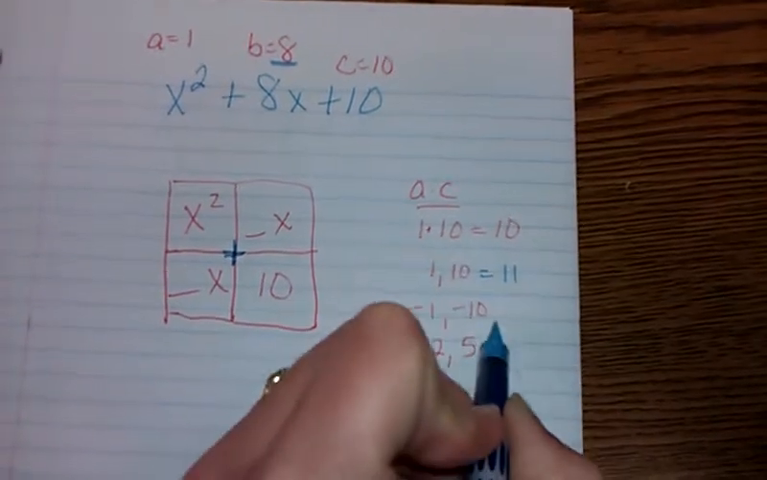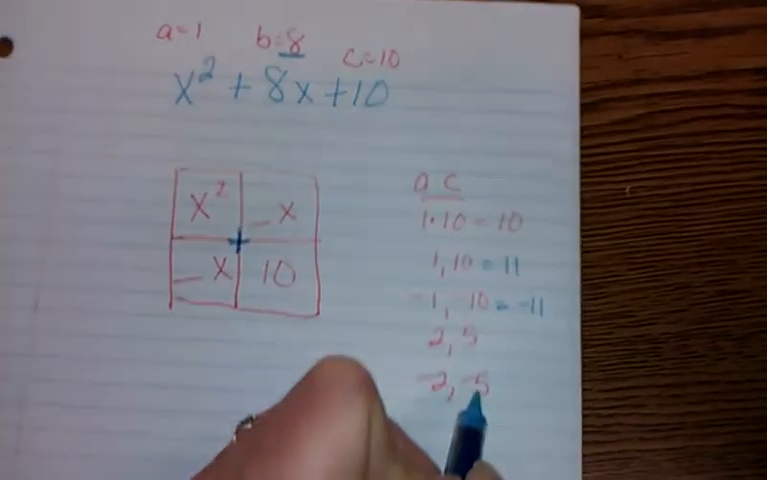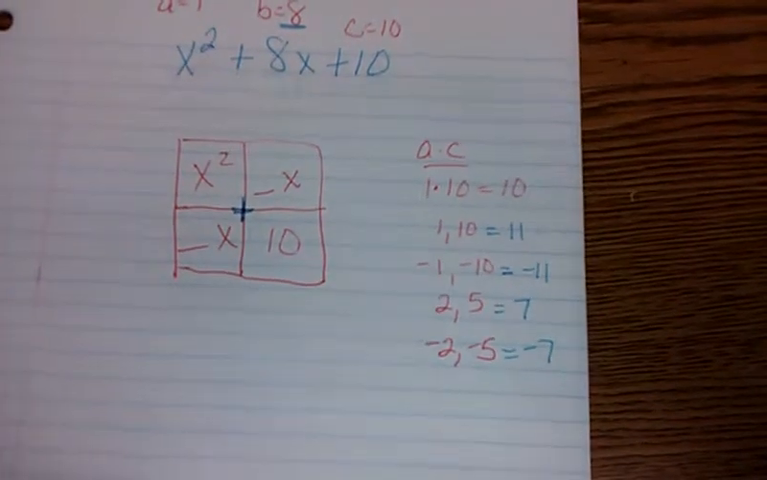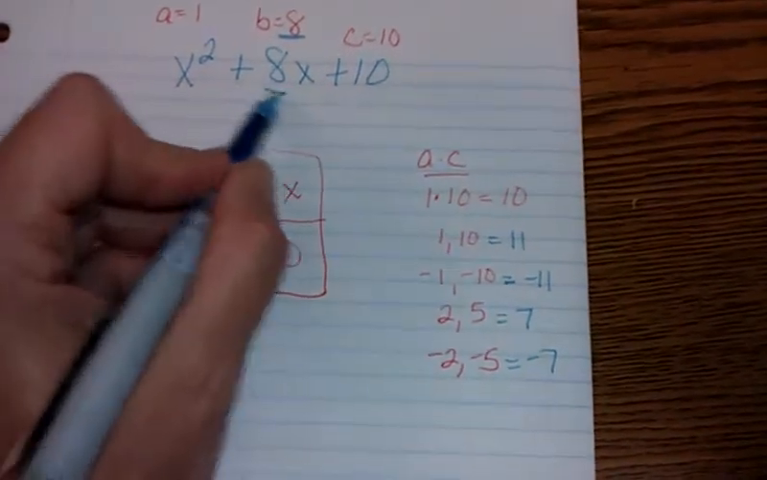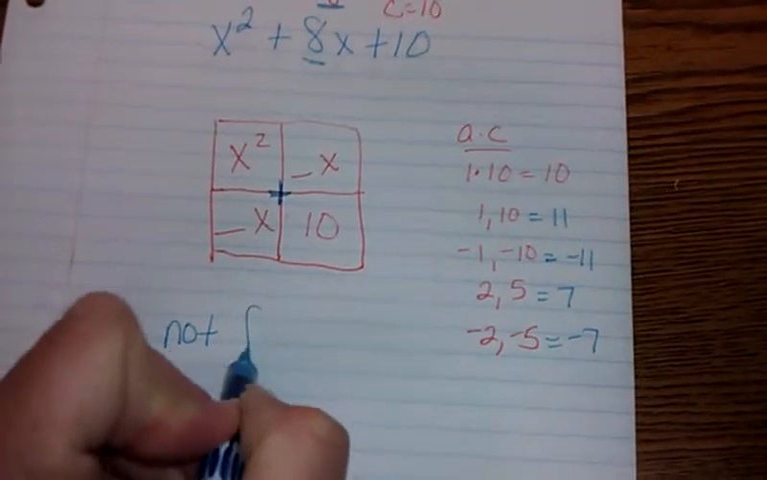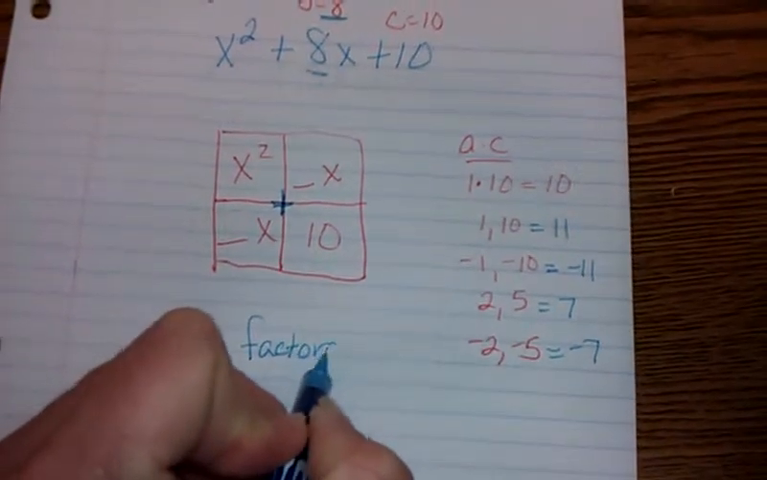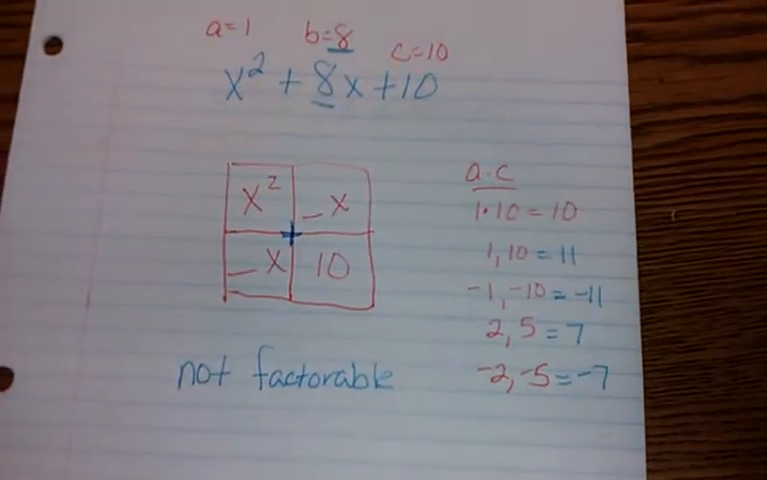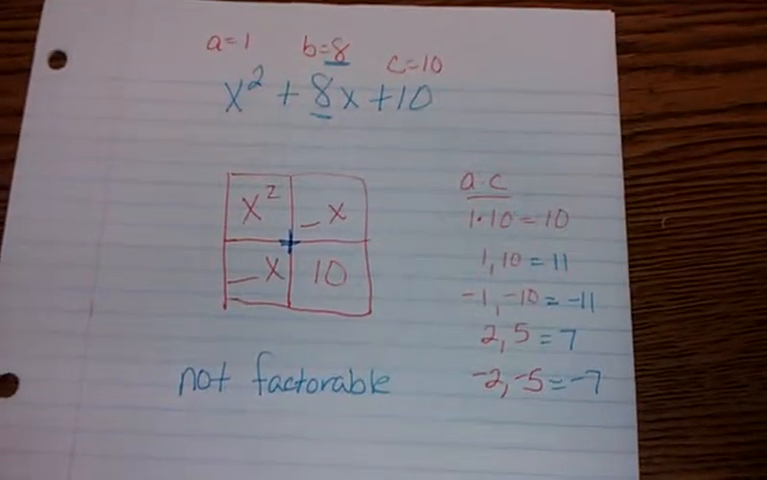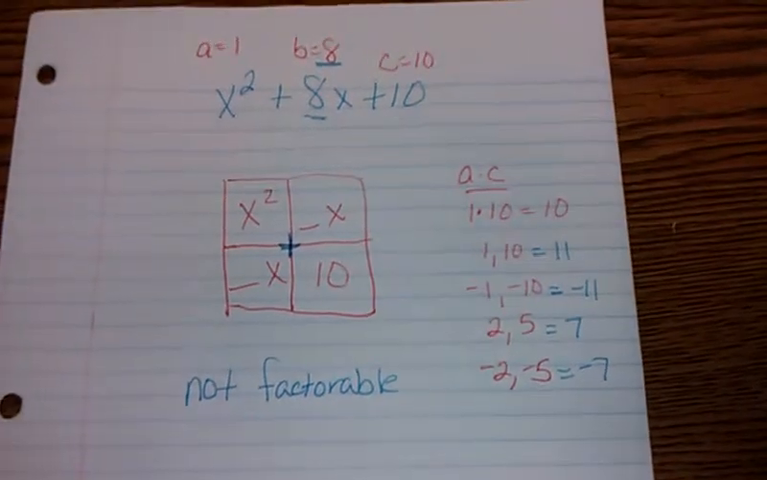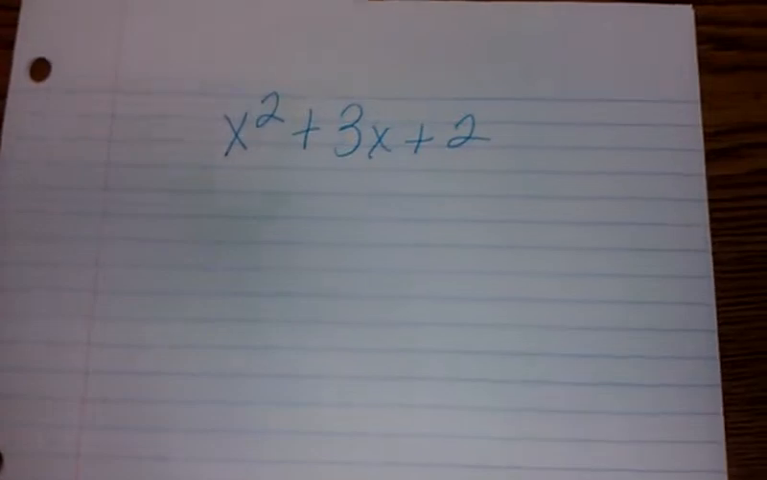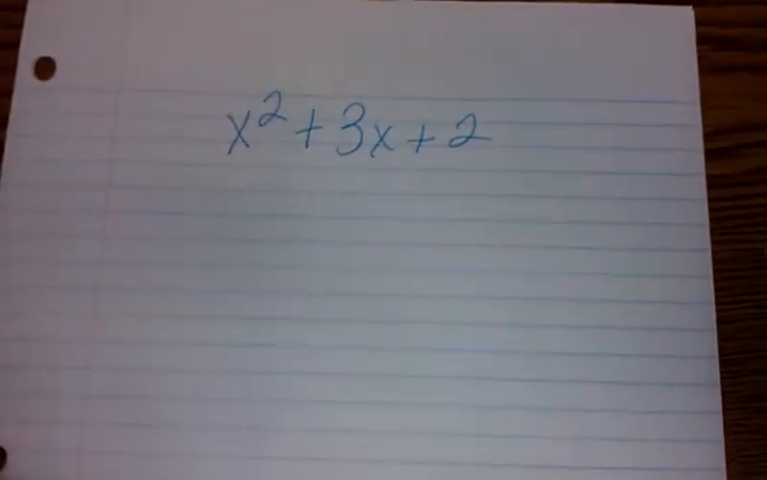Well, this gives me 11, negative 11, 7, and negative 7. There are no factors that give me 8. That just means that this problem is not factorable. And that's all you would do from right now. Now, later on in the units, we'll be able to find out how to use the quadratic formula in order to answer that. The next one, I want you to pause the video, come back and see how you did.